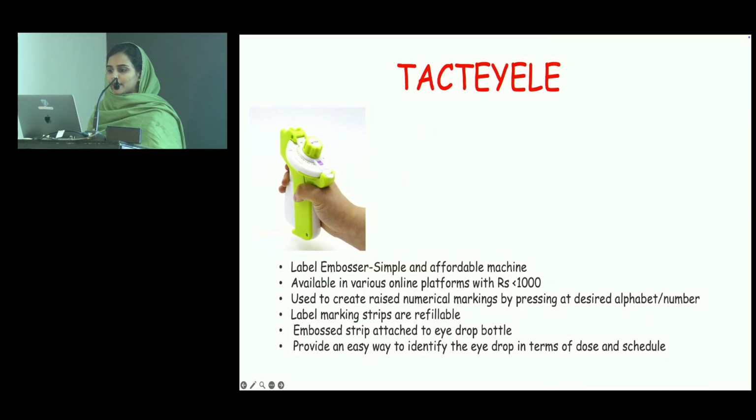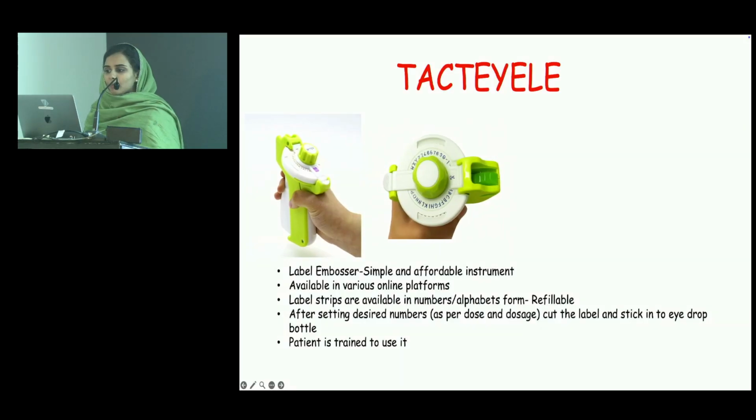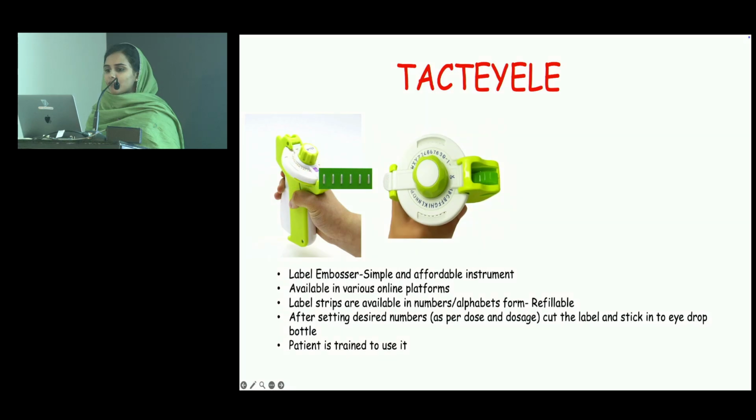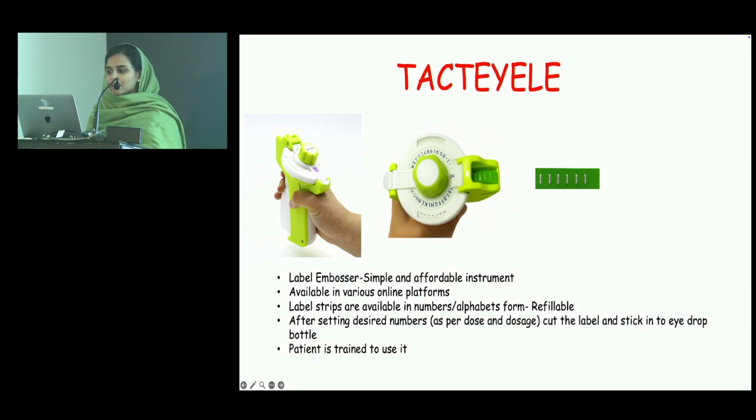patients with low vision. Tactile is basically composed of a label embosser machine, which is available on all online platforms like Flipkart and Amazon for less than 1,000 rupees. It is used to create raised numerical markings by pressing the desired alphabet or number. And this label strip roller is refillable to the same embosser machine, making it a more economical solution.